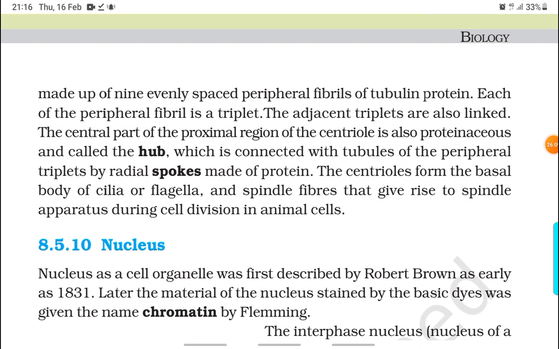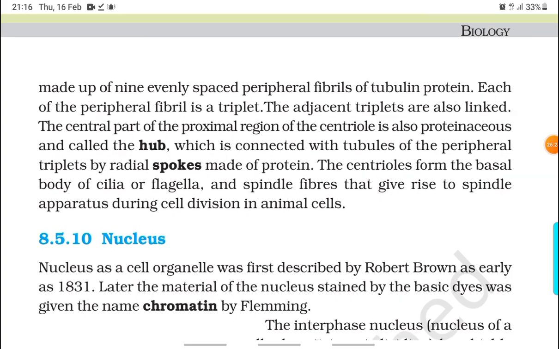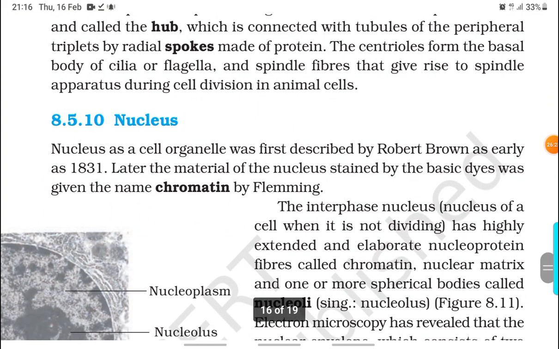The central part of the proximal region of the centriole is also proteinaceous and called the hub, which is connected with the tubules of the peripheral triplets by radial spokes. Made up of protein, the centrioles form the basal body of cilia or flagella, and the spindle fibers that give rise to the spindle apparatus during cell division in animal cells.